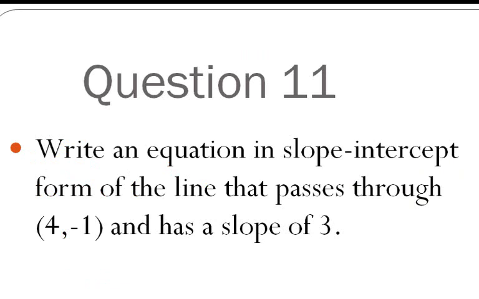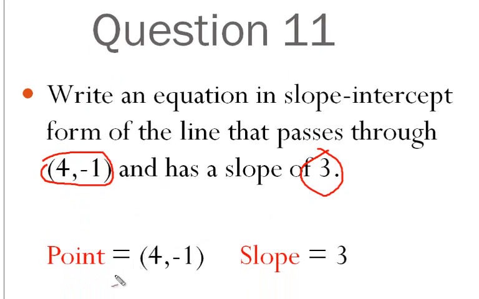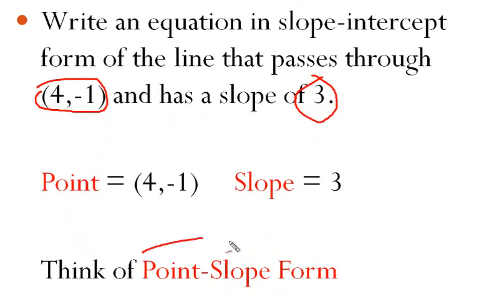Okay, for question 11, it wants us to write an equation in slope-intercept form of the line that passes through the point 4, negative 1 and has a slope of 3. Okay, so with this information we have a point and we have a slope. So immediately you should be thinking of point-slope form.